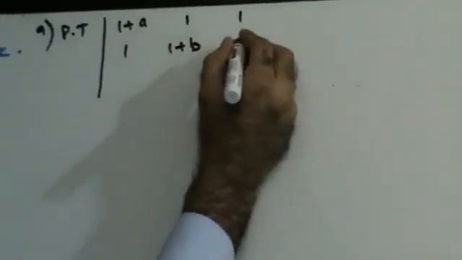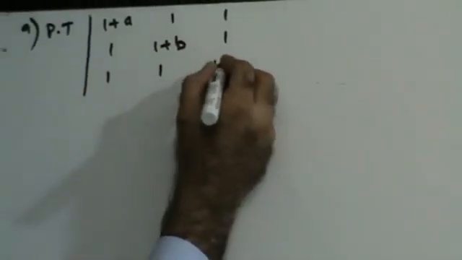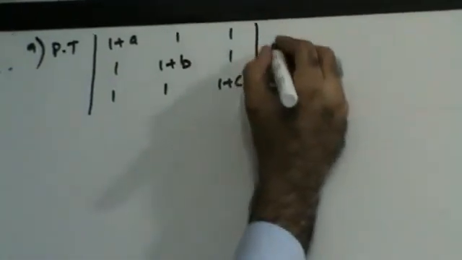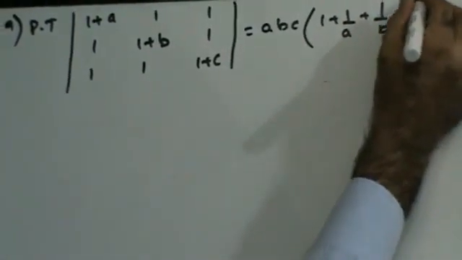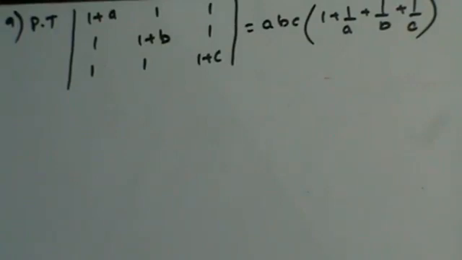Let's see another sum, guys. Prove that the determinant 1 plus a 1 1, 1 1 plus b 1, 1 1 1 plus c is equal to abc into 1 plus 1 upon a plus 1 upon b plus 1 upon c. I have to prove this, right? Let's start with the LHS.